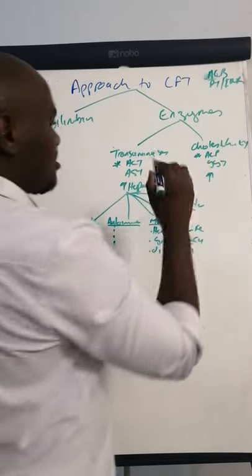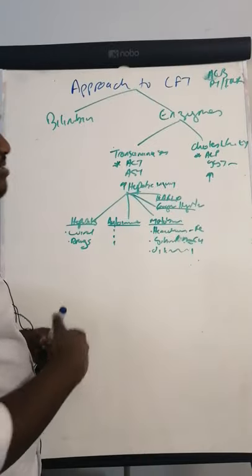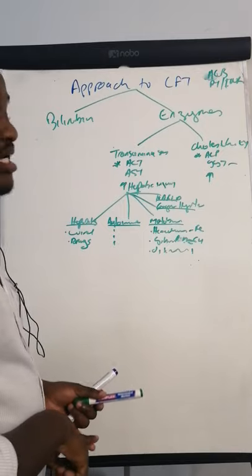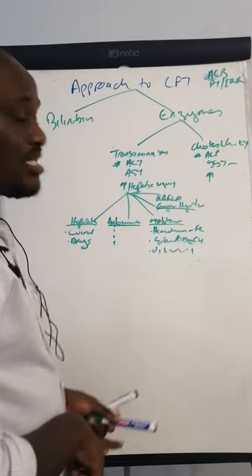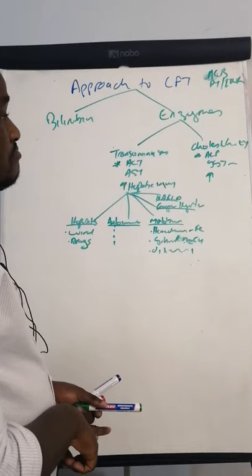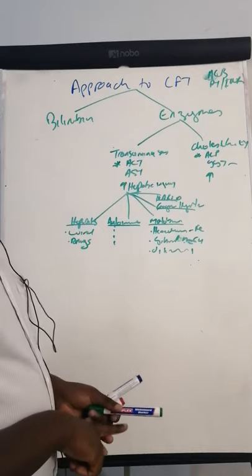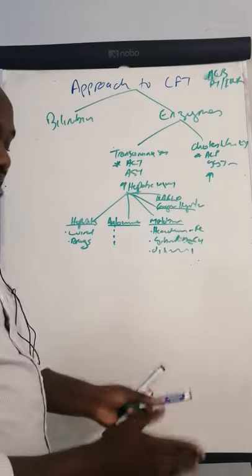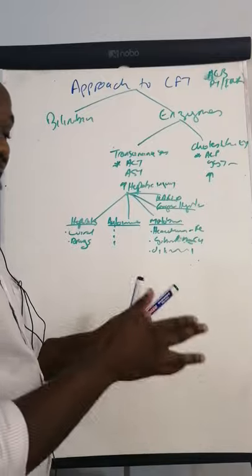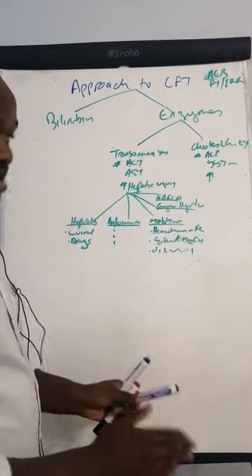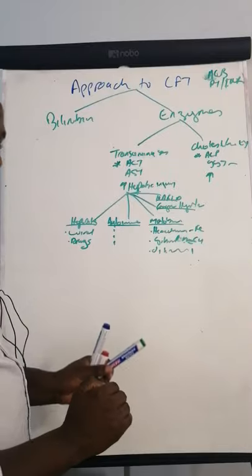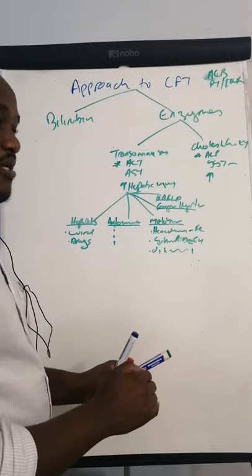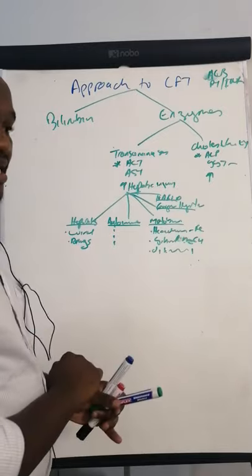Okay, let me talk about when you interpret an ALP. It has different sources as well. It can be from the bone, it can be from the placenta. If it's liver or biliary tree related, then you must have a high GGT and a high ALP. If those two are high, then you can say it's a biliary tree problem. But if you've got an isolated ALP and everything else is normal here, think about bone.